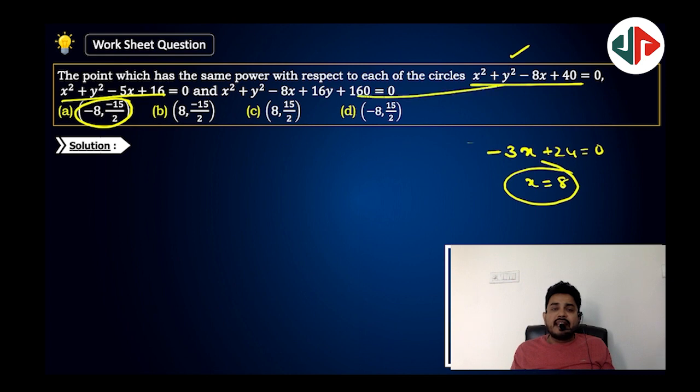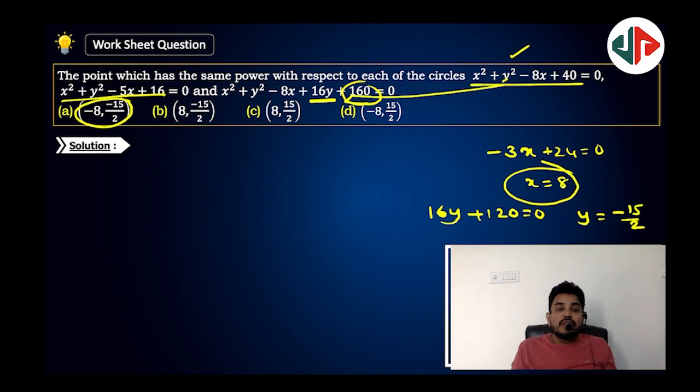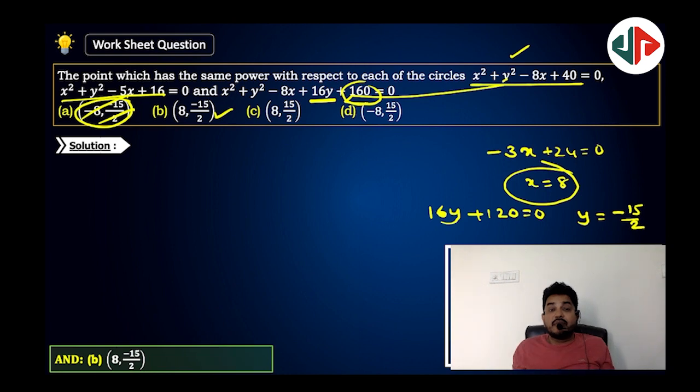Next, you find the radical axis for these two. So x square plus y square, 8x cancel. So this is equal to 16y, this minus this plus 120 is equal to 0. So y is equal to 120 by 16. So it is equal to, what is this? Minus 15 by 2. So the answer is going to be (8, minus 15 by 2). So what is the same power? It is the radical center. Radical center.